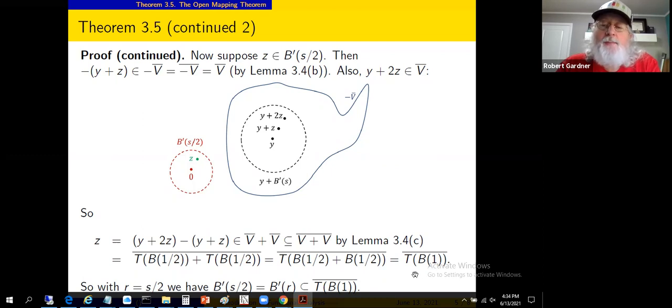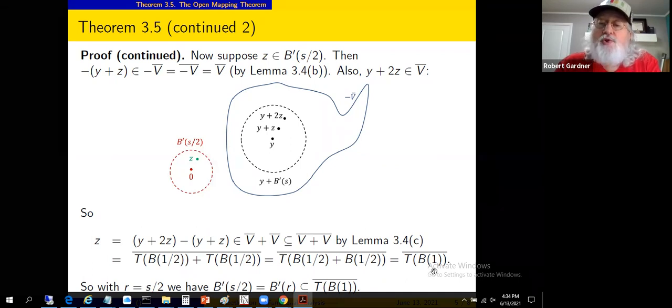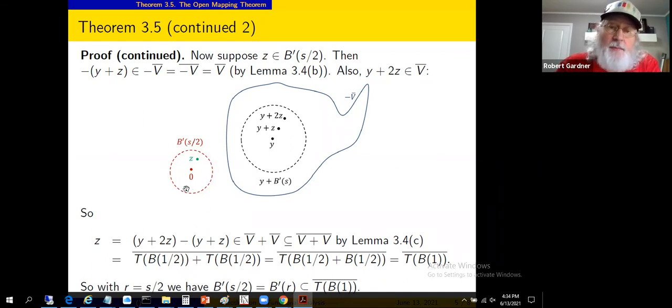We're trying to show T of B of 1 contains an open subset. Here's what we have at this stage. The closure of T of B of 1 contains all Z in B prime of S over 2. That is this little ball here. So T of B of 1 closure contains this little ball. We were trying to show T of B of 1 contains a little open ball. Oh, we got the closure in the way. So we'll spend some time getting rid of the closure.